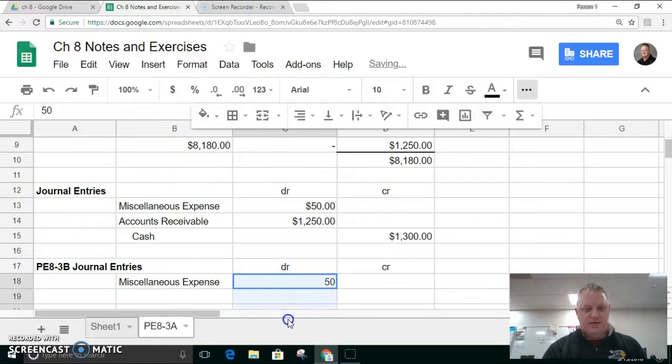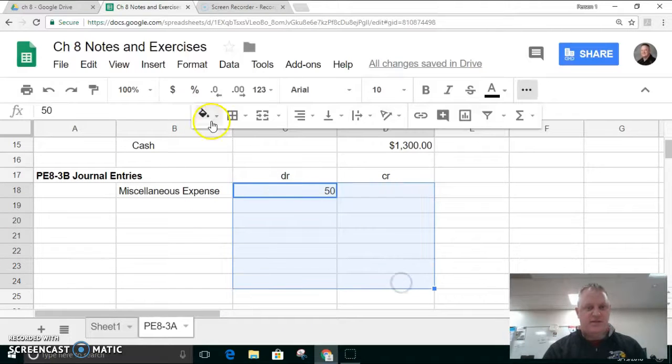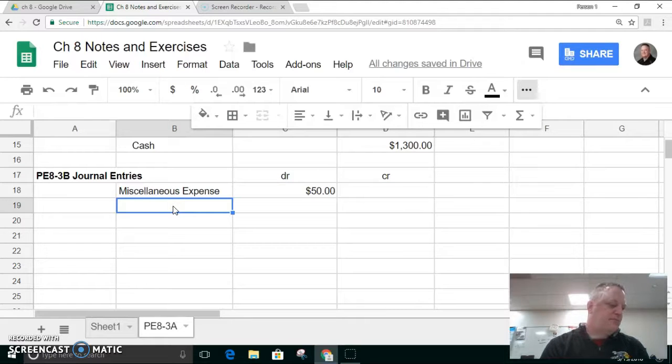Once again, I'm just going to format these cells. Okay. The next one, deposit in transit. The deposit in transit, again, are deposits that we've made that don't show up on the bank statement. Since we've already made them, we've recorded them, we don't have to do a journal entry for bank reconciliation. Next one, note collected by the bank with $450 interest.